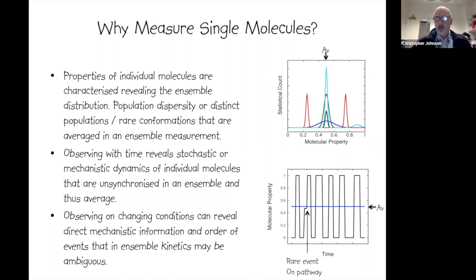And then when we include time as an additional measurement parameter, we can also reveal mechanistic dynamics of individual molecules. So when we consider these in an ensemble, they're obviously all unsynchronized. And so the stochastic mechanistic dynamics would average out. And then if we continue to observe with time, or perhaps we have a reaction which we can induce, or we change the conditions under which we're measuring, we can, by using single molecule measurements, get direct mechanistic information. And one of the very challenging things for measuring in an ensemble is to find out the order of events.